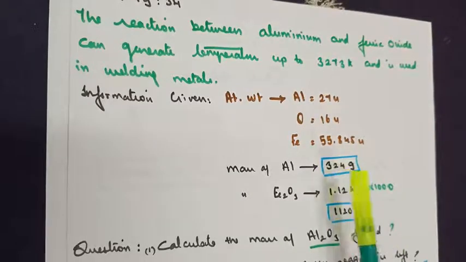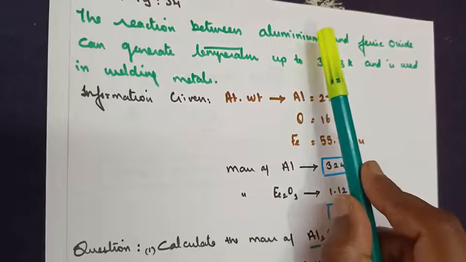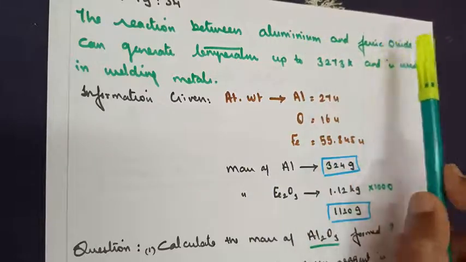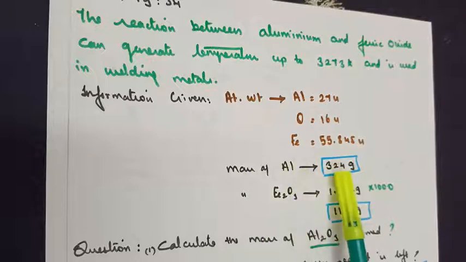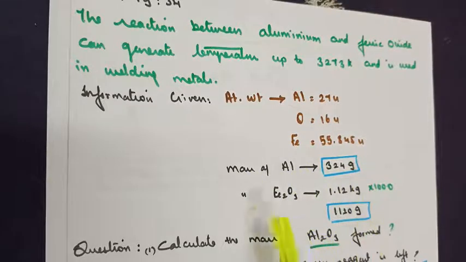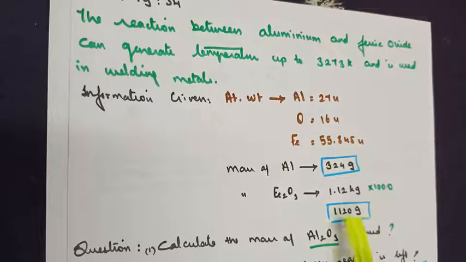Now one more information is given, like you have seen in the previous class, amount of aluminium and amount of ferric oxide taken for the reaction. That is, the mass of aluminium is 324 gram. Mass of ferric oxide is 1.12 kg. When it is in kg and gram, I told you in the previous class only, convert it into gram. So just multiply the given answer by 1000, you get 1120 gram.